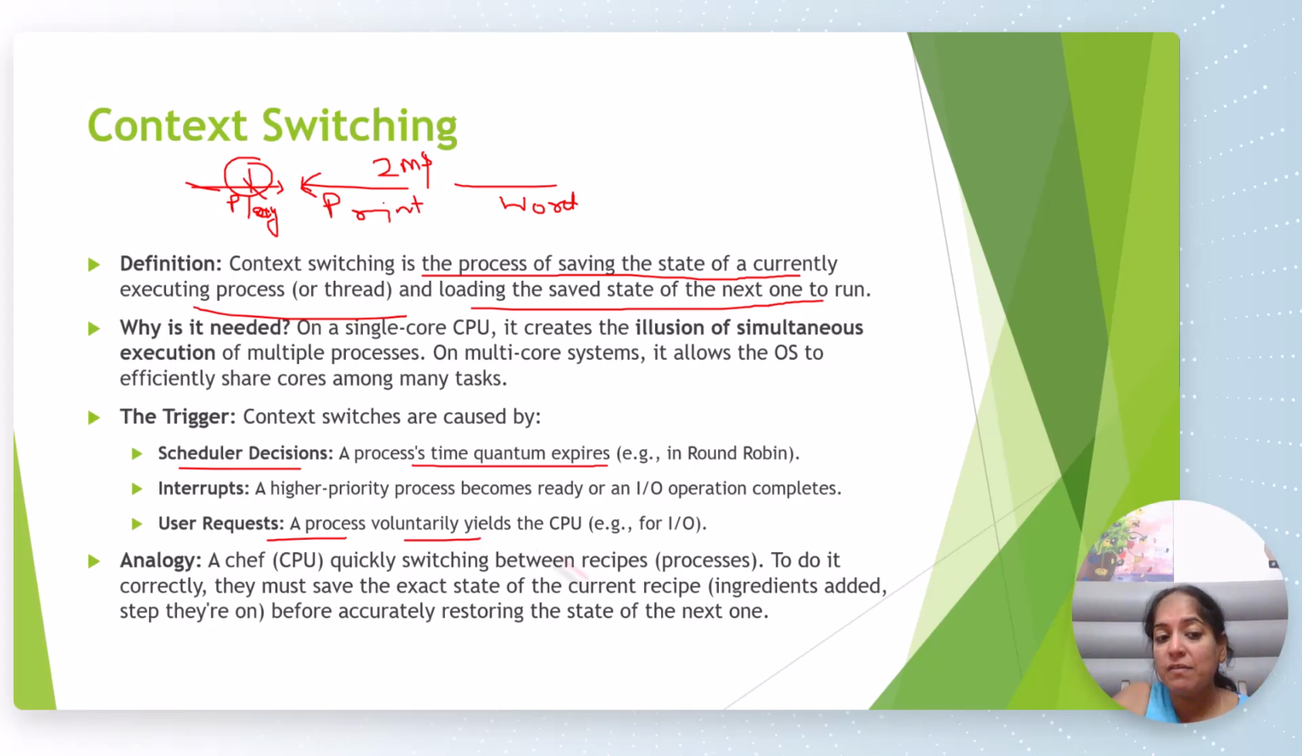It is like a chef, who is my CPU, quickly switching between recipes. A chef is preparing multiple recipes at the same time. So he will switch between both of the recipes. It is not that he is preparing both recipes at the same moment. He will switch. First he will do something in one recipe, then in the other recipe, then in the first recipe, then in the second recipe. So that is the switching. And he must remember what he has done in the first recipe and what he has to do in the second recipe. So that is called context switching.